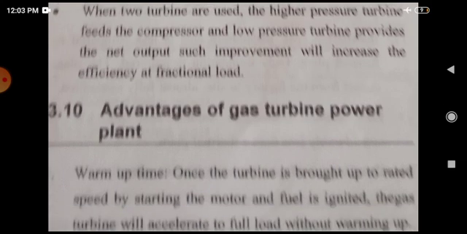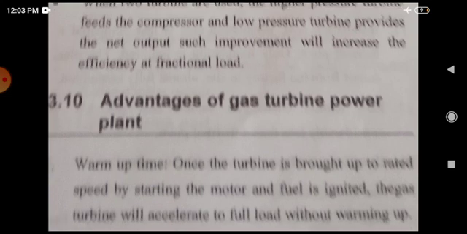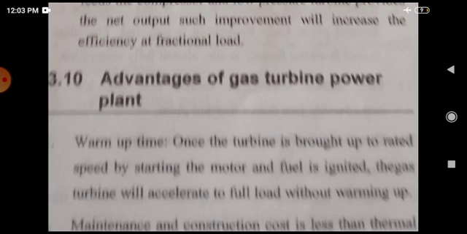When two turbines are used, the high pressure turbine feeds the compressor and the low pressure turbine provides the net output. Such improvement will increase the efficiency at fractional load. Advantages of gas power plant.